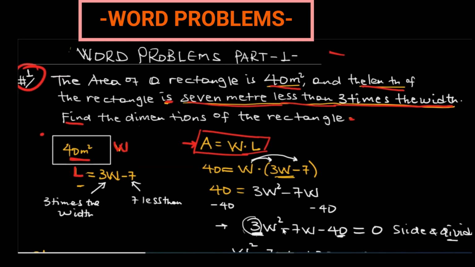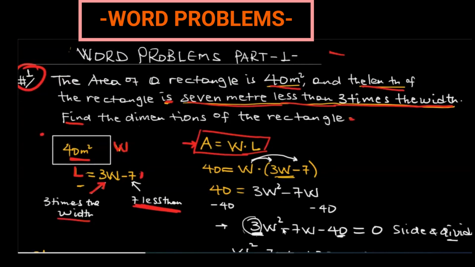Now, there is the statement 7 meters less than 3 times the width. The relation between the length and the width is that the length is 3 times the width minus 7. This minus 7 is the 7 less than part, and the 3w is the 3 times the width.